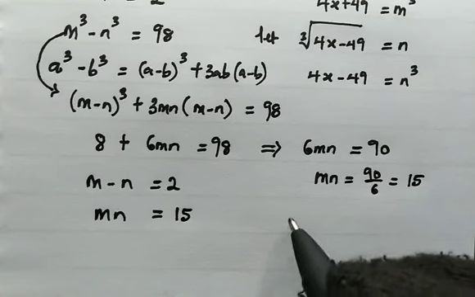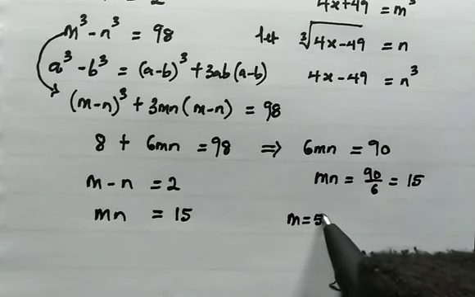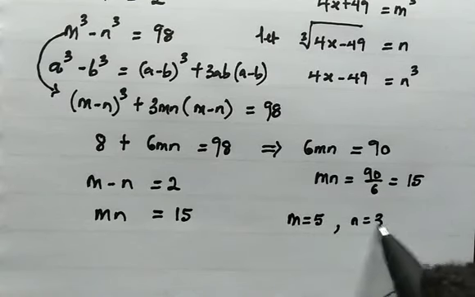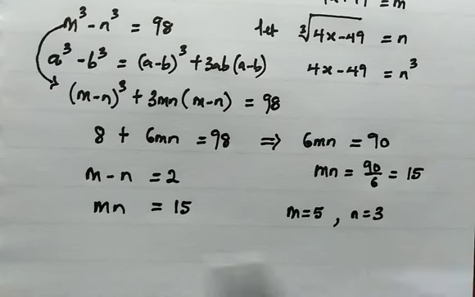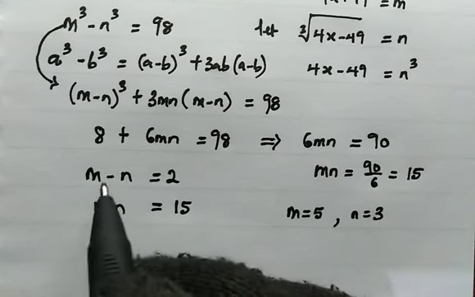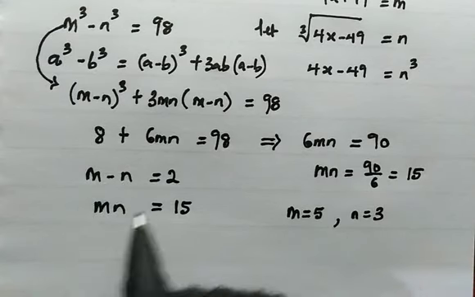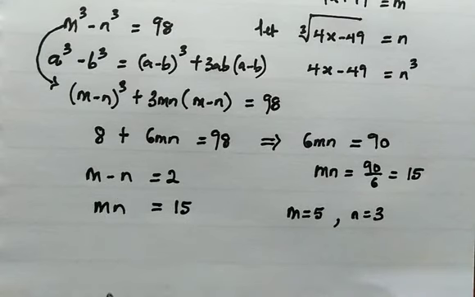But from here, one can easily guess the values of m and n, right? Because I did that myself. We can say that m is equal to 5 and n is equal to 3. But you know the question here, are these the only values? Because if you check, this satisfies the equations: 5 minus 3 will give us 2 and 5 times 3 will give us 15.